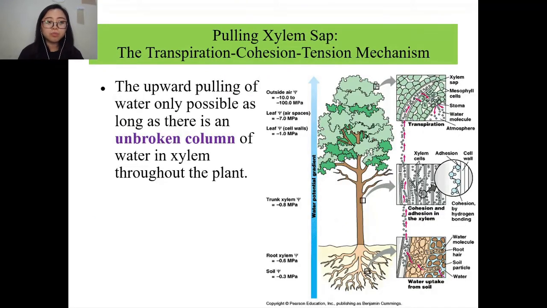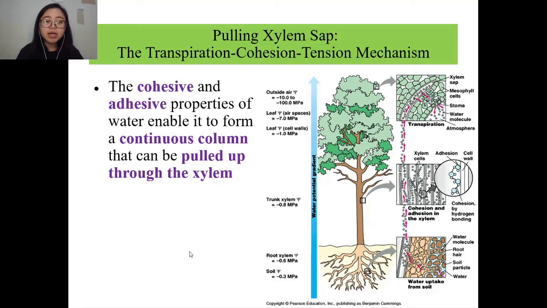So the upward pulling of water is only possible as long as there is an unbroken column of water in the xylem throughout the plant. Tidak boleh ada air bubble or anything in the middle. The cohesive and adhesive properties of water enable it to form a continuous column that can be pulled up through the xylem.